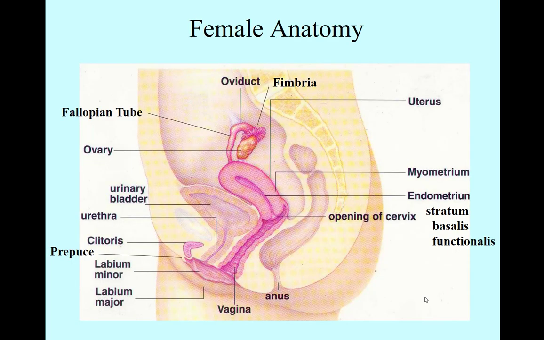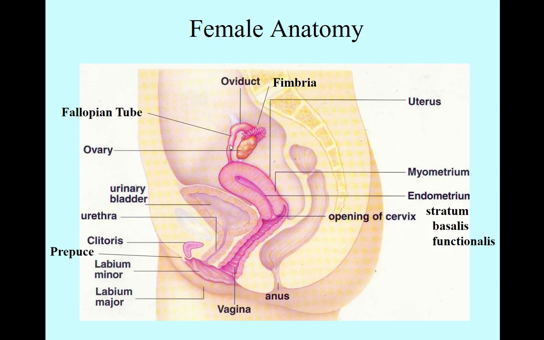All right, let's talk about the female anatomy. As with the males, we'll start with the gonads. The gonad is right here, the ovary. This is the sex organ, if you will, that produces the sex cell, the gamete, and the sex hormones. So this is the ovary, right? One of two, one on each side.